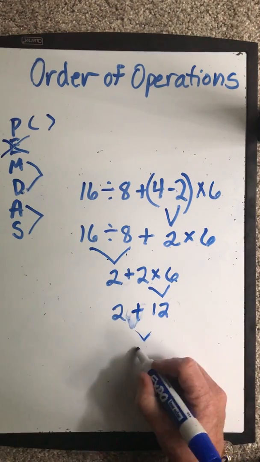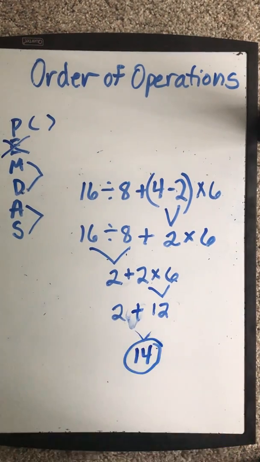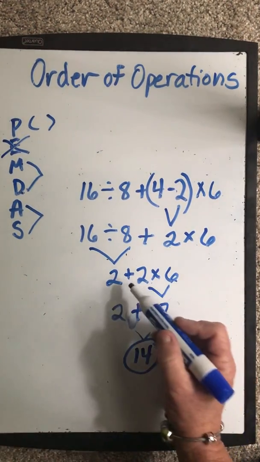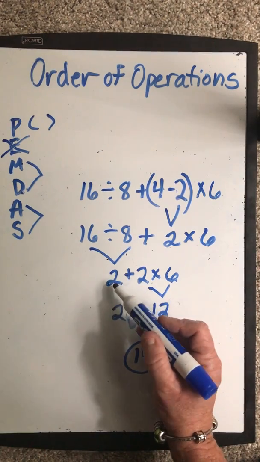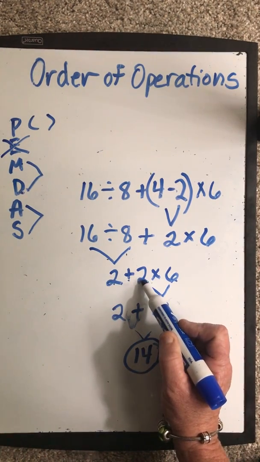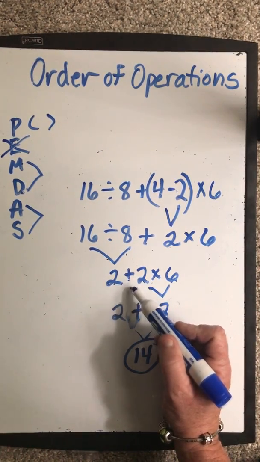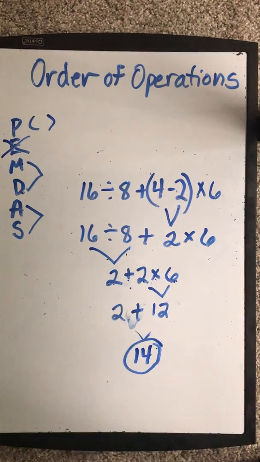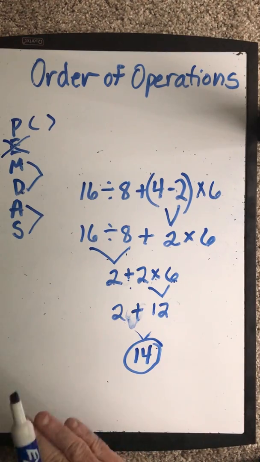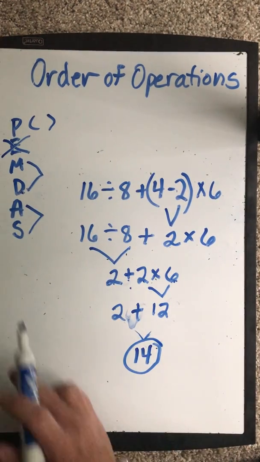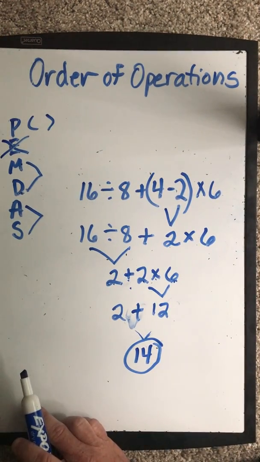And that equals 14. If we had come back up here and made the mistake of solving 2 plus 2 first, then we would have gotten a 4 times your 6, which would be 24, which would be a different answer. You have to follow the order of operations using PEMDAS.